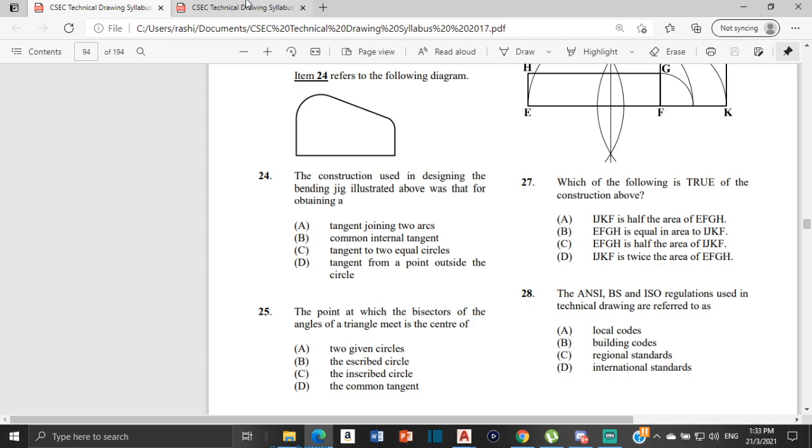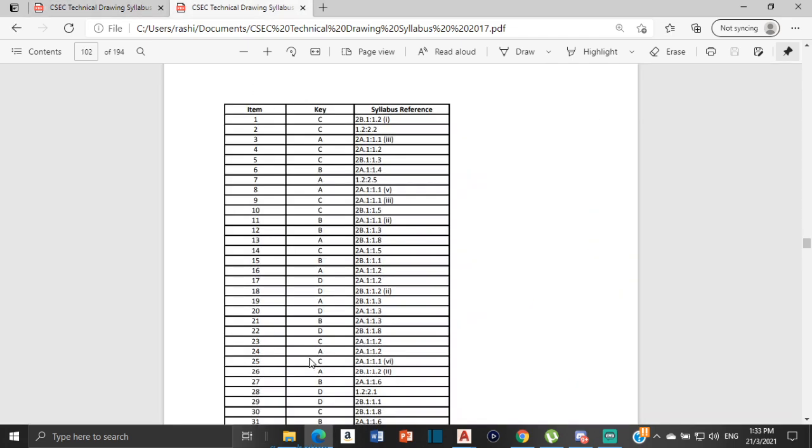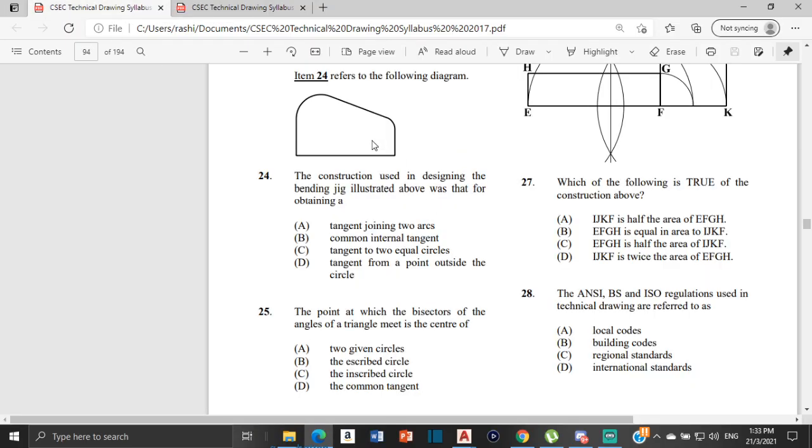It should be A. So let's see. Number 24. Yeah, it is A, as you can see, because we would have an arc here and a next arc here, and then this tangent is joining the 2 arcs together. So yeah, that would be A.